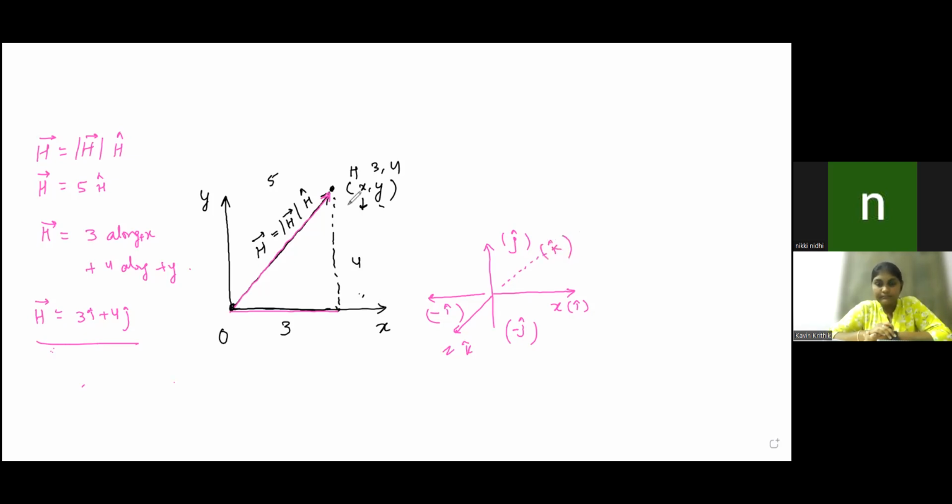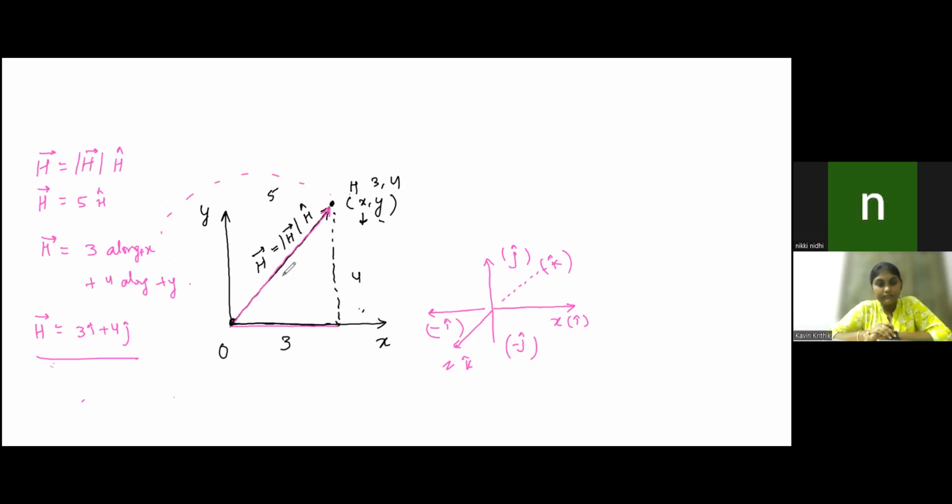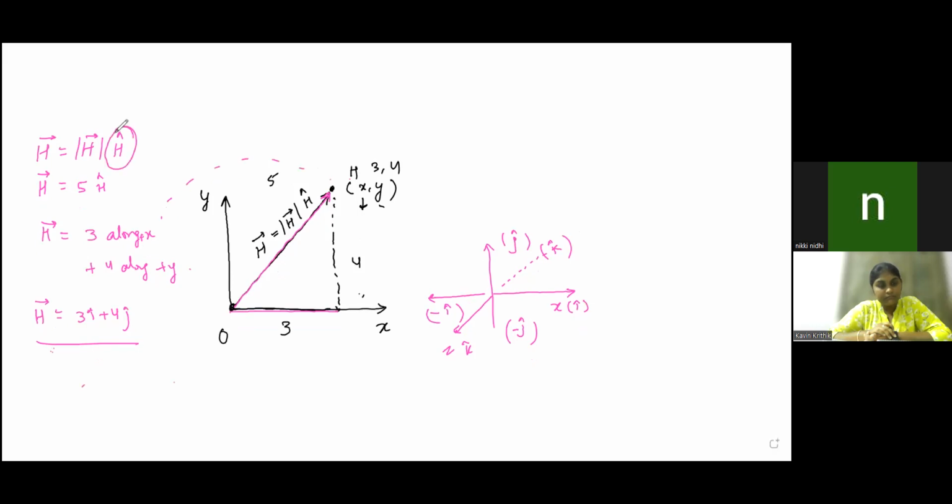So the problem is that this point H could have been anywhere in space, right? And if I keep on constructing a highway straight away joining from my origin to that point, how many lines do I have to draw? Or how many directions do I have to mention like this? Infinite, yes.